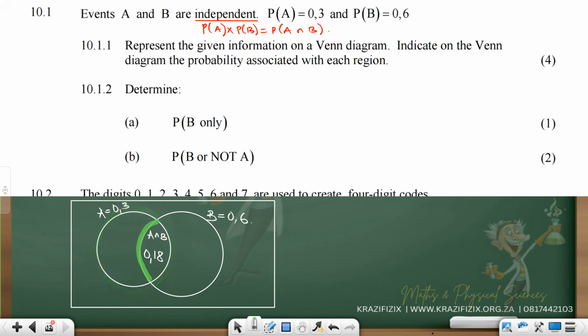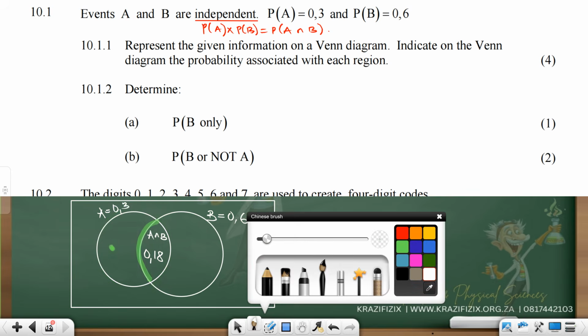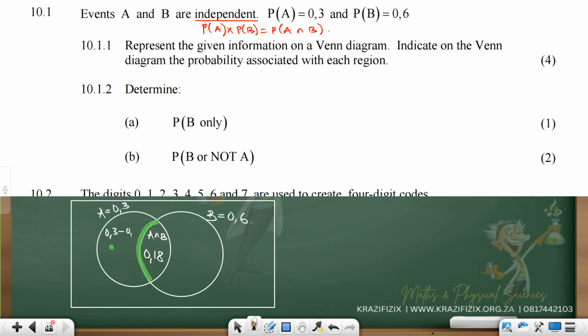Now the whole circle here is 0.3, but this small part is 0.18. What will this one be? It's 0.3 minus 0.18, which gives us 0.12. The same thing will happen on the other side: 0.6 minus 0.18, which is 0.42. This 0.12 is A only. The 0.42 is B only.